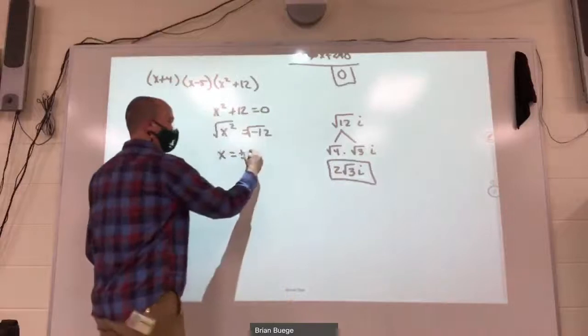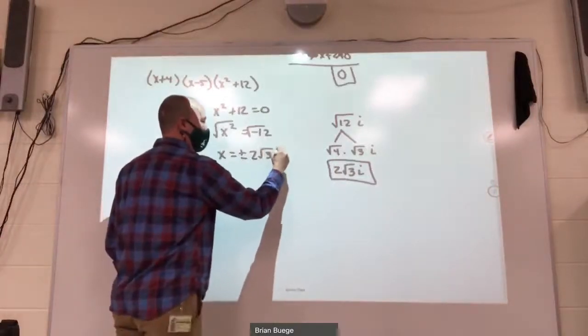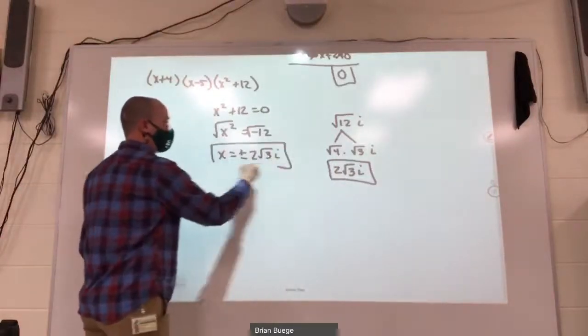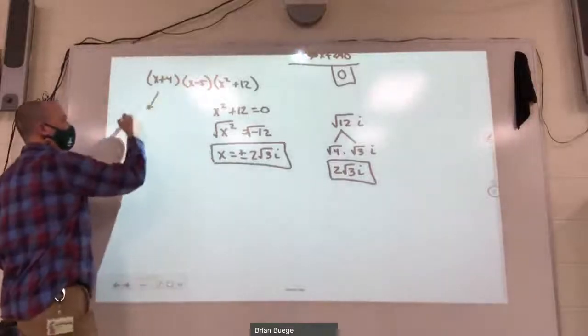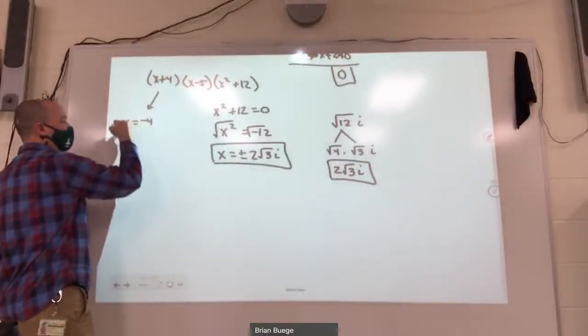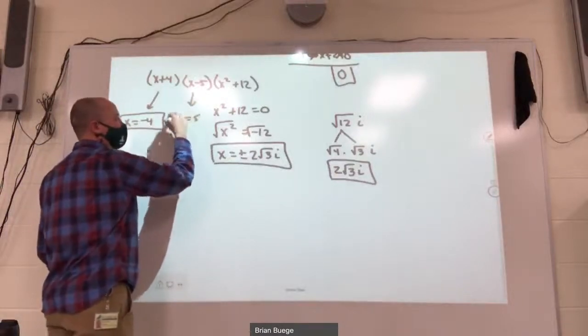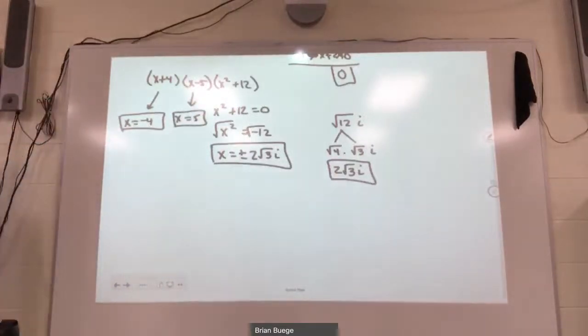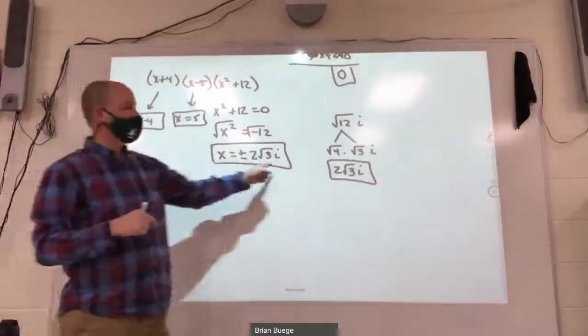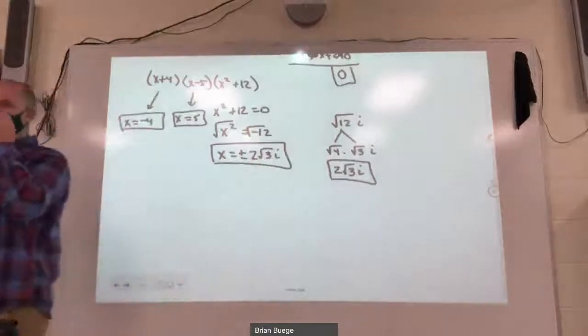So in this case, there it is right there. 2 square root of 3i. There's your 2 imaginary answers right there. x equals negative 4. There's 1 real 0. And x equals positive 5. There's your other real 0. So there's the 4 we were talking about. 2 real, which we saw on the graph, 2 imaginary. Okay?